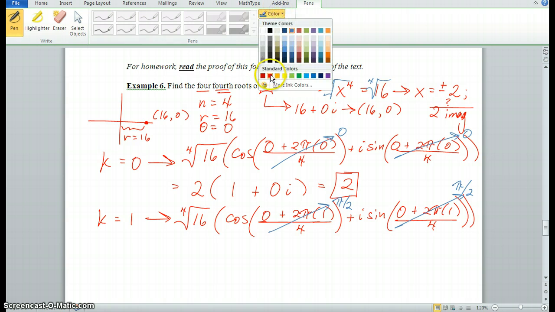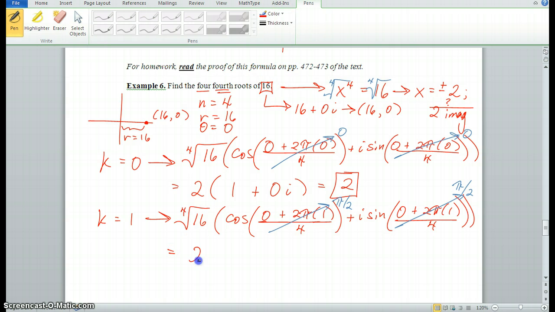We can again reflect upon the unit circle. This is 2, first of all. Cosine of pi over 2, that's easy enough, that's 0. Sine of pi over 2, that's easy enough, that's 1. Okay, so we do the math yet again. And distributing, we end up with 2 times 0 is 0, 2 times 1i, or just 2i.